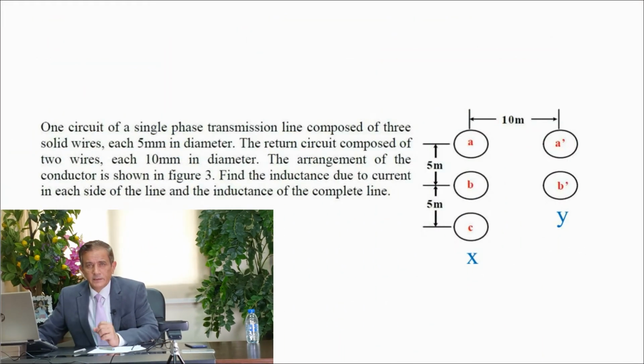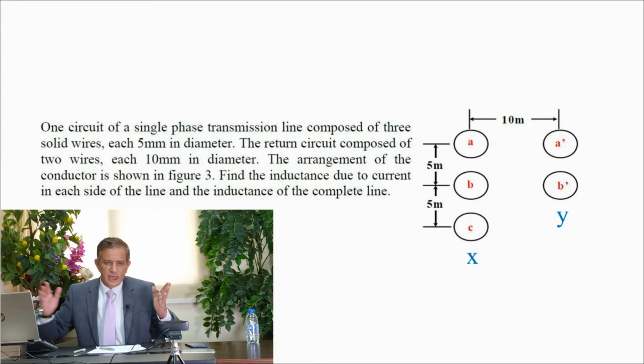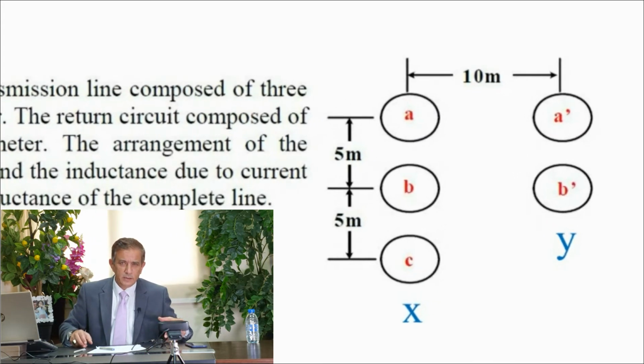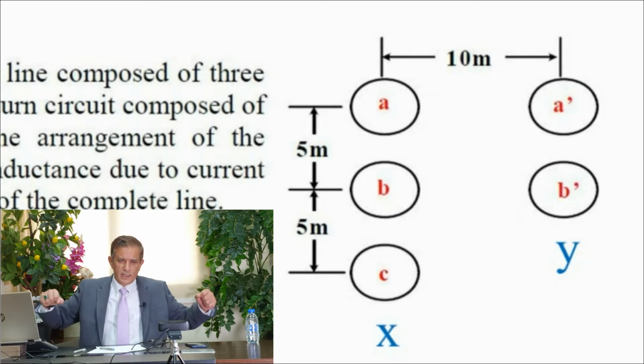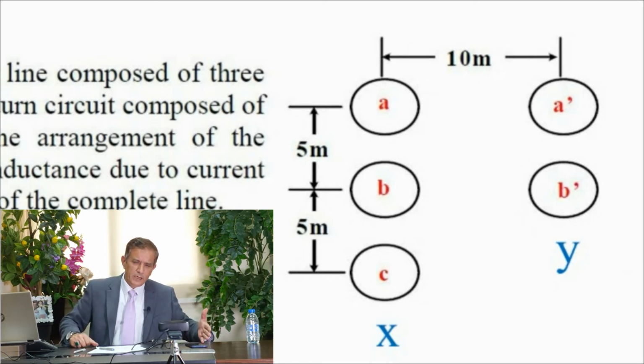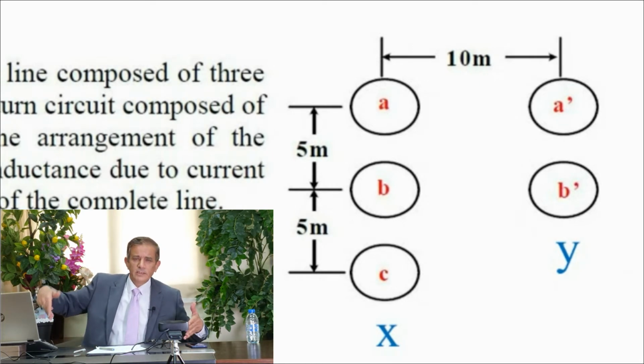If you look at the conductors, this is the same picture of the conductors from earlier. These are the conductors, and imagine that they are on one tower. There is a cross arm. One arm has these 3 conductors, the other arm has the other 2 conductors.